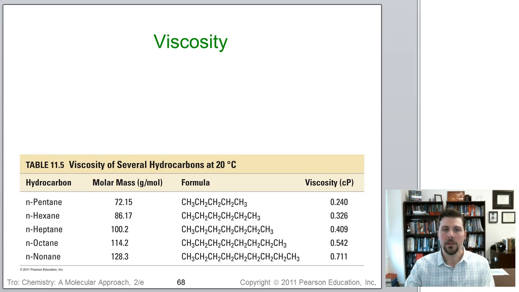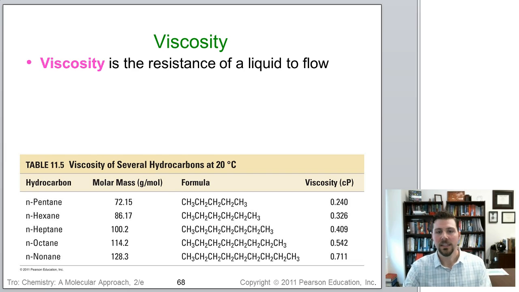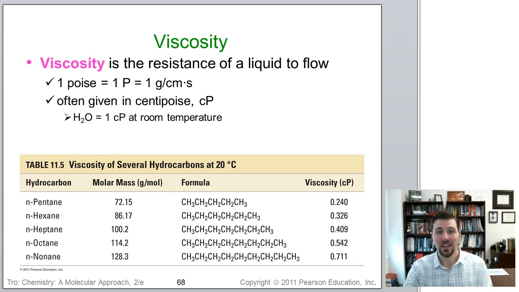Viscosity is another property that relates to intermolecular forces. The more intermolecular forces, the more viscous a substance is. Remember, viscosity is just the resistance of a liquid to flowing. Does it desire to flow, or does it resist flowing? And often we just think about viscosity as being how sticky something is, because it doesn't want to flow very much. Okay, it's measured in units of poise, or more often in centipoise.